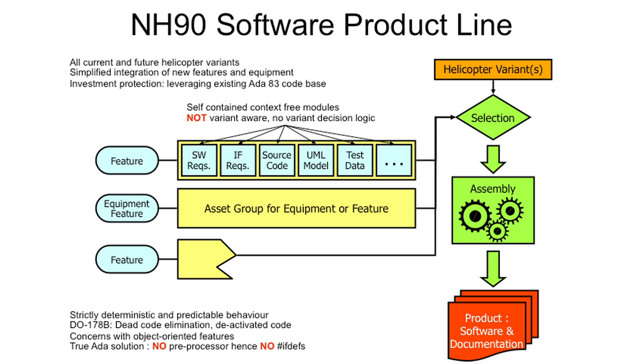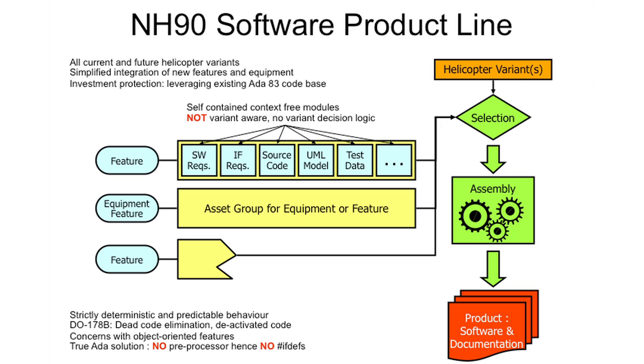So the idea is to select the features which are required for these variants, combine, draw from the asset base all necessary modules, integrate them hopefully in an automatic way, not hopefully, but that's the intention. We do not achieve that 100%. So we always have to do some adjustments manually, but the goal is to make this fully automatic and to generate then the whole software and the documentation out of that.